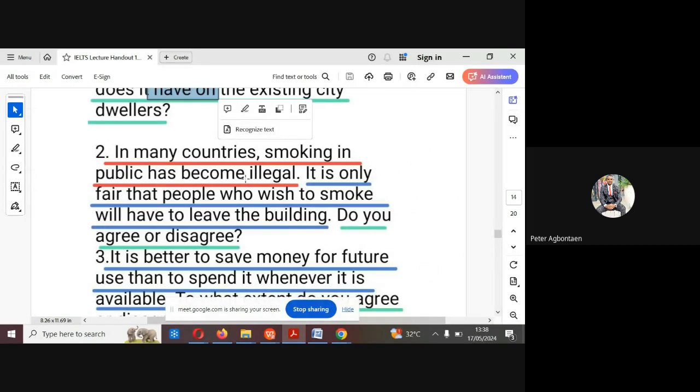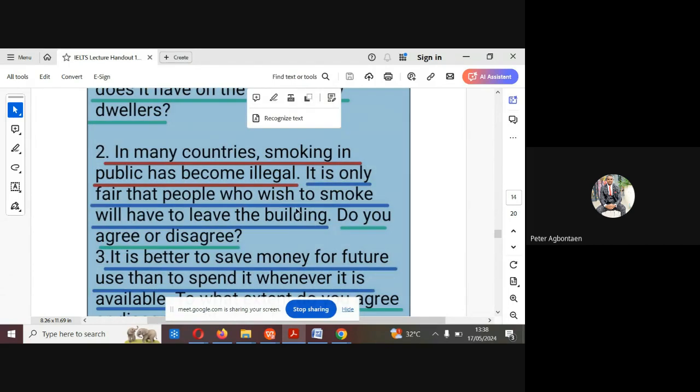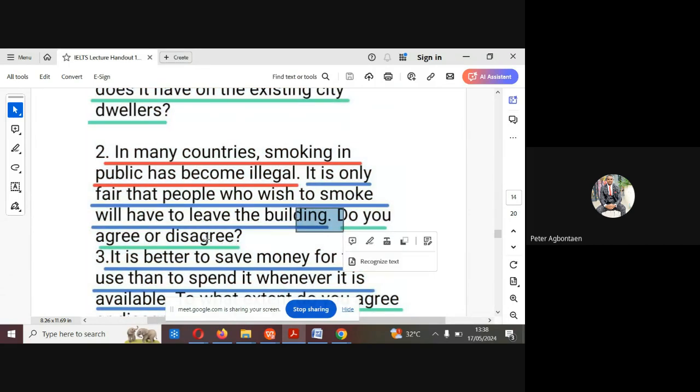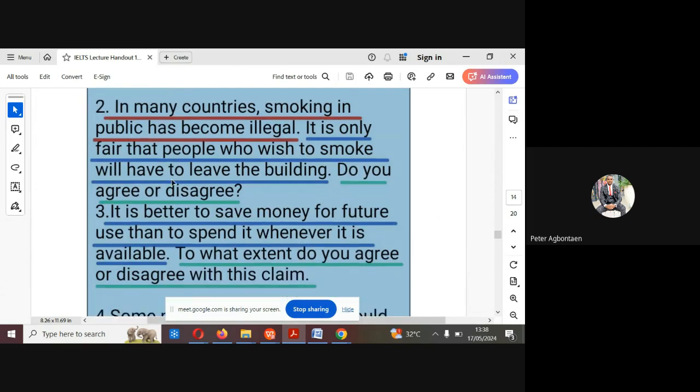So the second question has 3 sentences. The first one stops at illegal. The second one stops at building. The third one stops at disagree. So this has 3 sentences. So there's illegal, there's building, there's also what? Disagree. Okay, so let me show you another one.